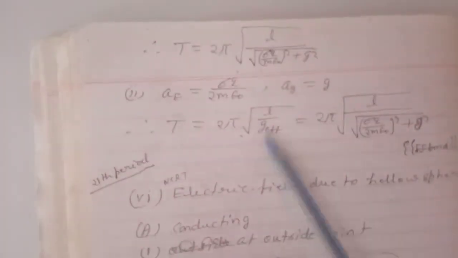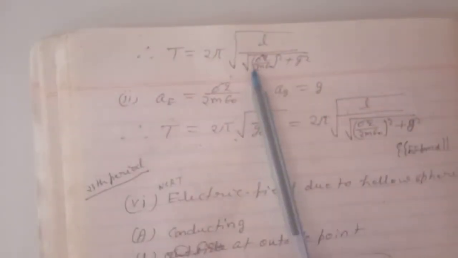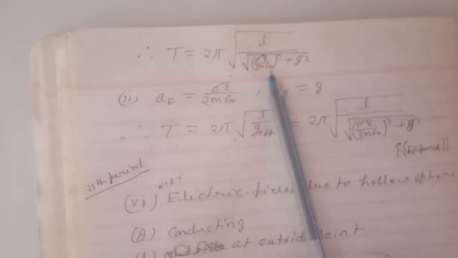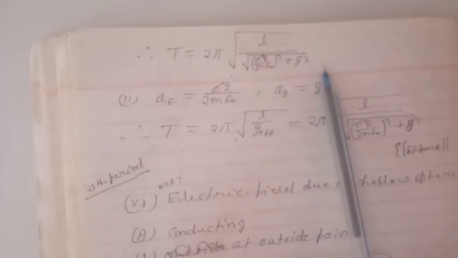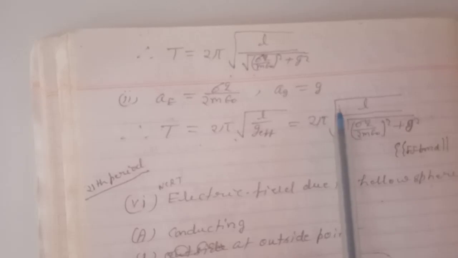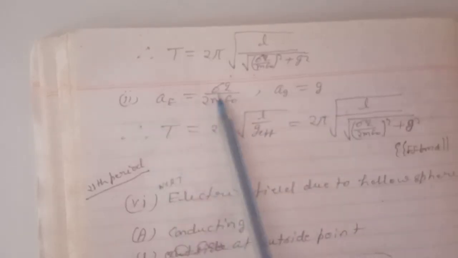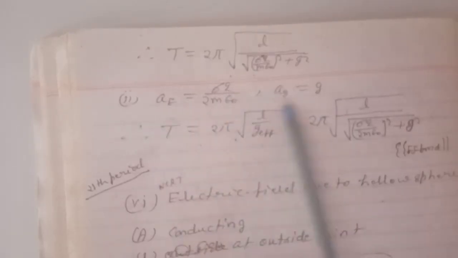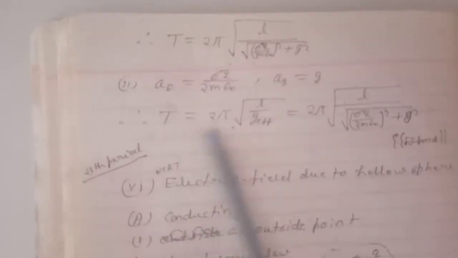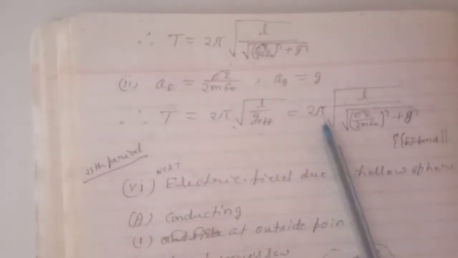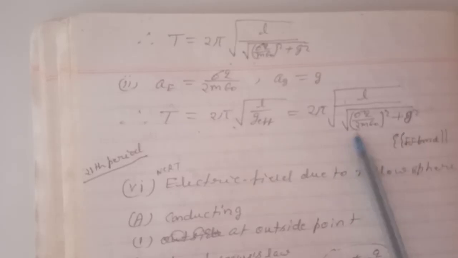So hence T will be equal to 2 pi root of L divided by the square root of (sigma Q by m epsilon naught) whole squared plus g squared. In the second case, a equals sigma Q by 2 m epsilon naught, so T equals 2 pi root L by g effective, or 2 pi root of L divided by the square root of (sigma Q by 2 m epsilon naught) whole squared plus g squared. That is the answer.